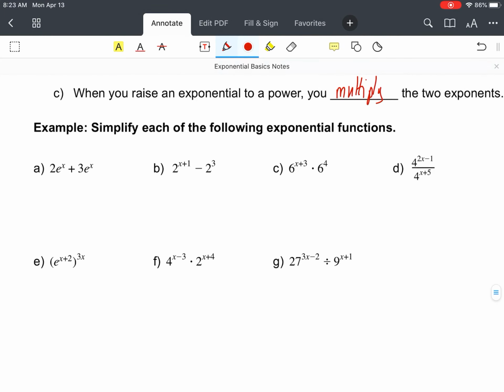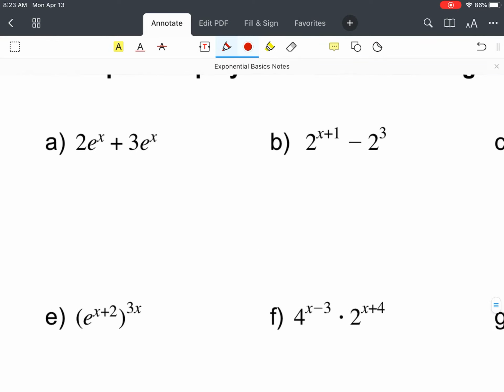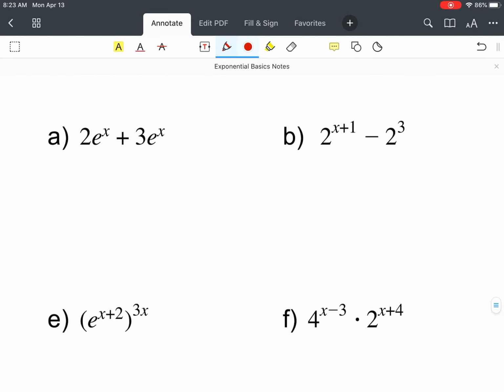So let's use those rules to go through and simplify each of these things to the best of our ability. Okay? So 2e to the x plus 3e to the x. All right, if I'm adding, now there's not a property for this up here, but it's just kind of common sense. If I'm adding two things with the same base, I'm just going to add those numbers out in front. So this is going to be 5e to the x.